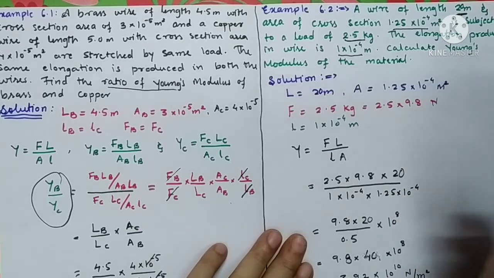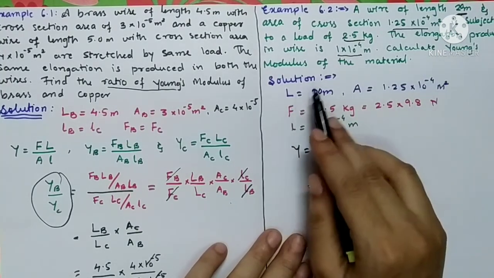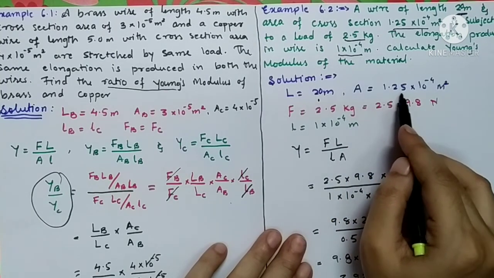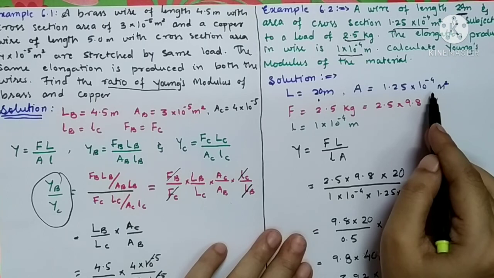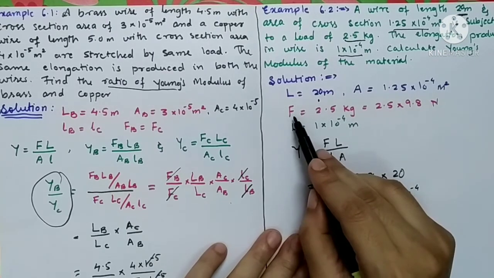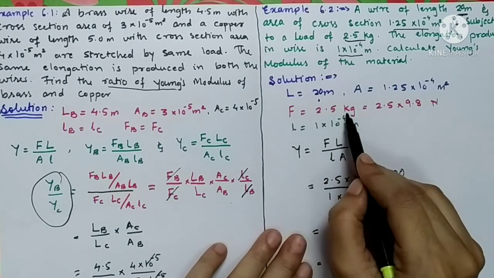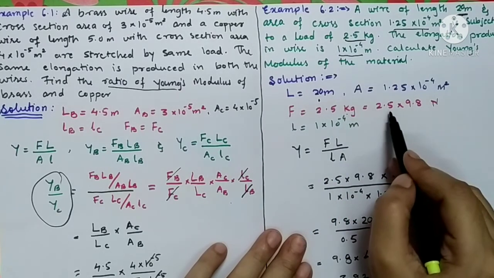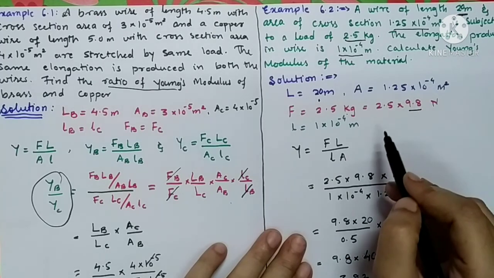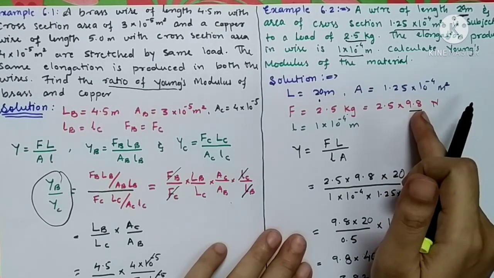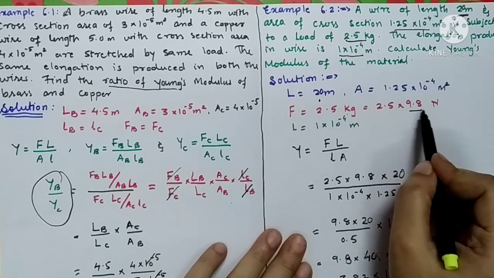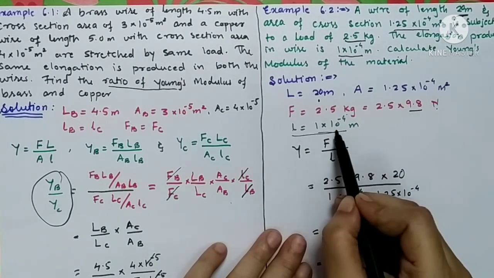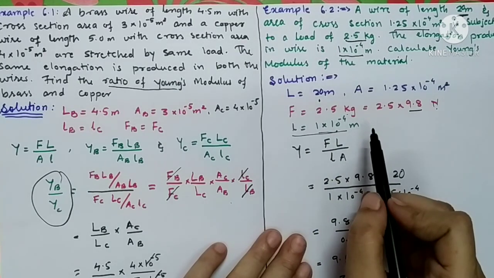So first let us write down the given things. The wire has a length of 20 meter. Area of cross section is 1.25 into 10 raised to minus 4 meter square. Force is 2.5 kg, which is given in kg. You have to convert it into Newton, so you just have to multiply it with 9.8, mass into gravitational acceleration. 2.5 into 9.8 is the value of force. Small l, the elongation produced in the wire, is 1 into 10 raised to minus 4.